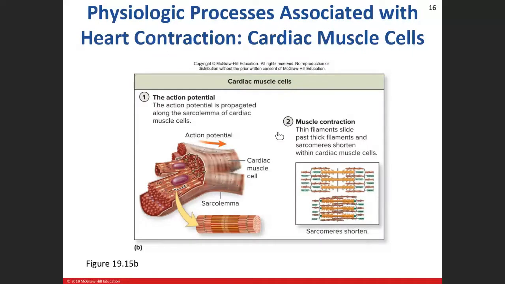This is what I wanted to show you. I just didn't go far enough when I was looking for this picture of the overlapping of the sarcomere.